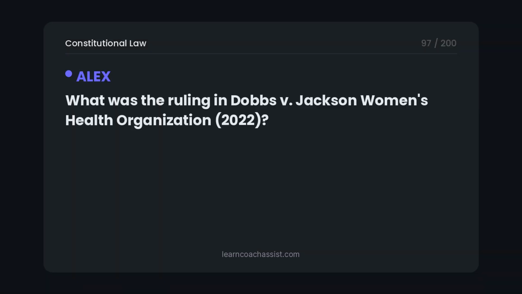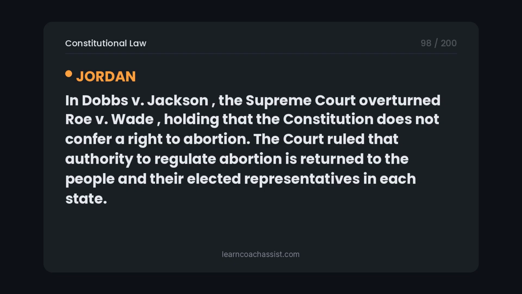What was the ruling in Dobbs v. Jackson Women's Health Organization, 2022? In Dobbs v. Jackson, the Supreme Court overturned Roe v. Wade, holding that the Constitution does not confer a right to abortion. The court ruled that authority to regulate abortion is returned to the people and their elected representatives in each state.